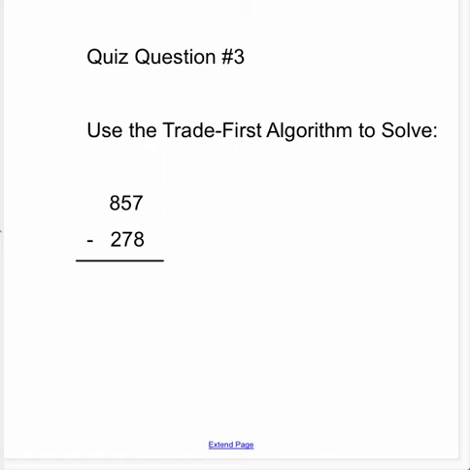Quiz question number 3. Use the trade first algorithm to solve. This time it's a 3-digit number, and there is a double trade. It might be tricky, but I want you to try it. If you need to, go back and watch the example that I did on double trades. You can go back and watch it as many times as you need to. Go ahead and figure that out.